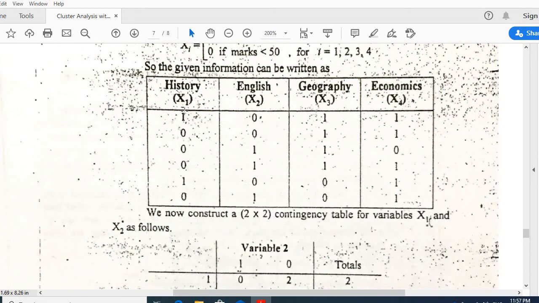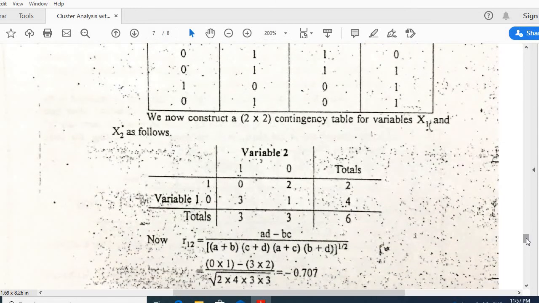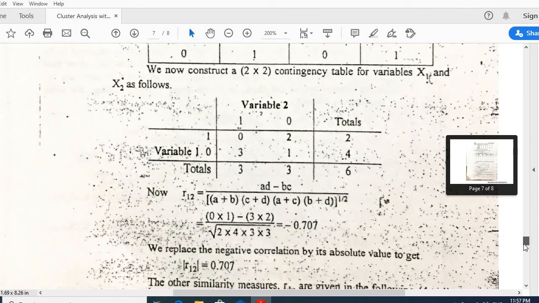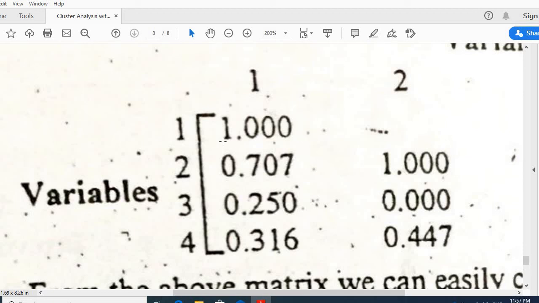Similarly, the contingency table has been generated here, divided into the contingency table of variables x1 and x2, and we have calculated r12, the product moment correlation coefficient, 0.707. Similarly, we can find the remaining values of correlation coefficients.